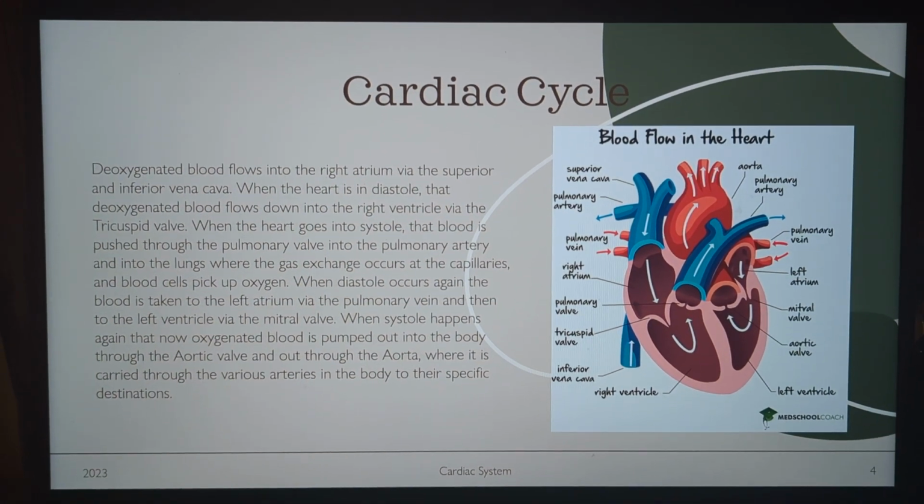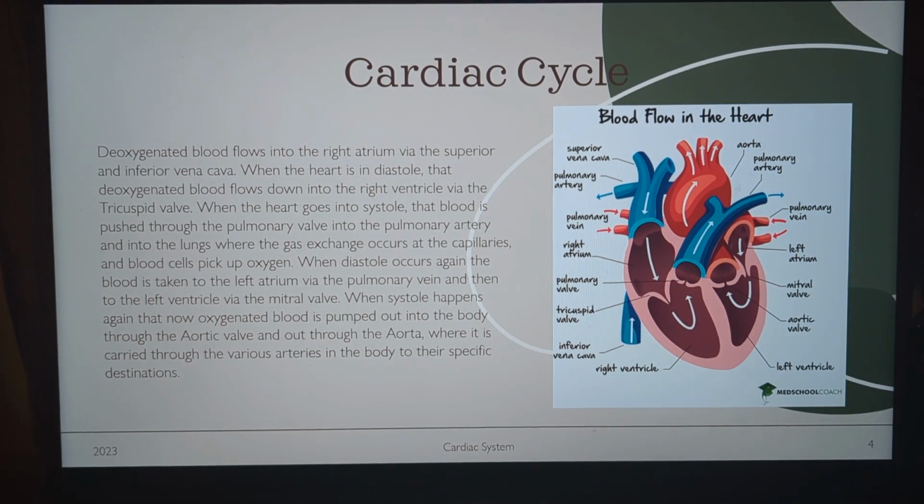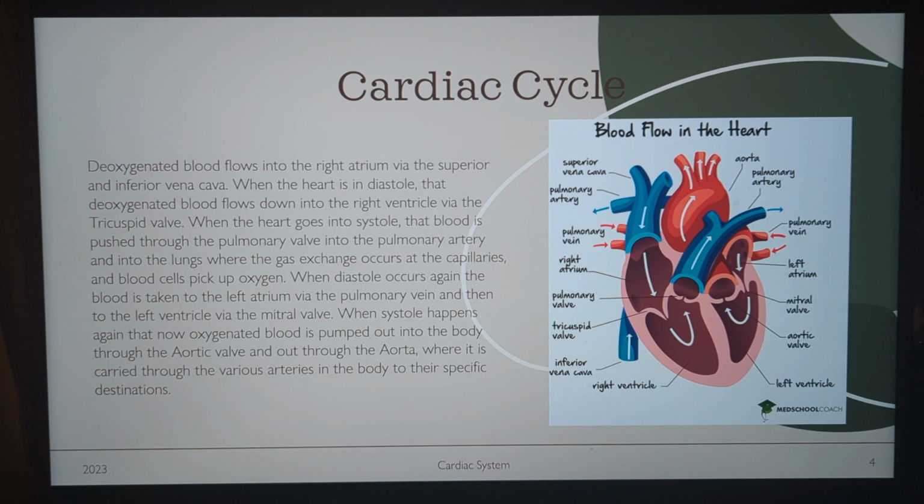Cardiac cycle. Over here is a diagram to the right. I thought that was a good visual just to follow along with it. It was easier for me to learn that way anyway.